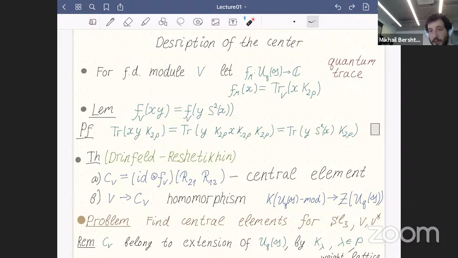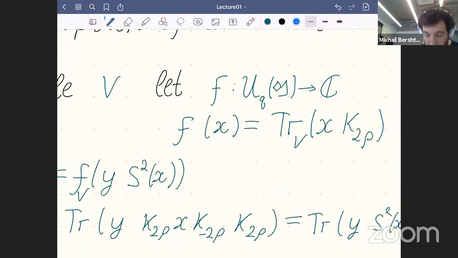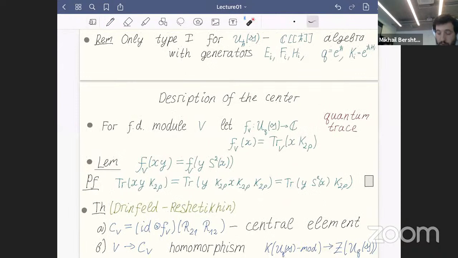And I will proceed about the center. So first I have to define the quantum trace. For any finite dimensional module V, we have an operator which I denote by F_V. I define it as the trace multiplied by q to the power 2 rho, K with index 2 rho.